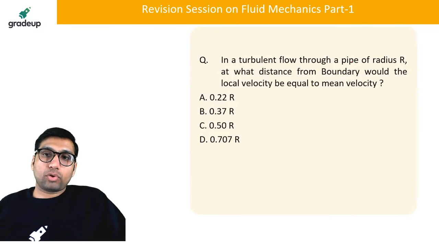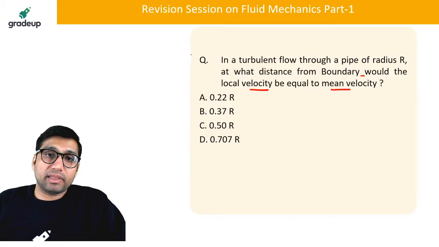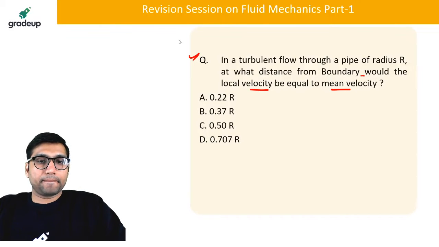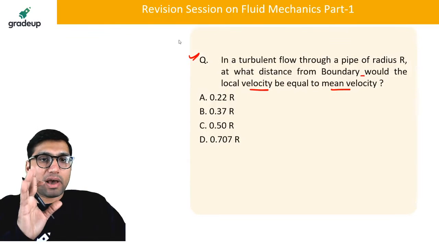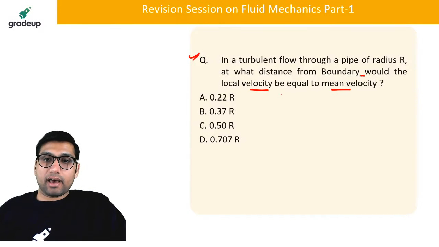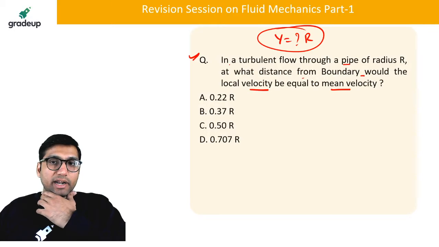Next, in a turbulent flow through a pipe of radius R, at what distance from the boundary would the local velocity be equal to the mean velocity? A very good question. This question can again come in the exam. Come on, tell me the answer. You have to tell at what condition the local velocity will become equal to the average velocity. Under that situation, what is the relation between y and r? Y is the distance from the wall and r is the radius of the pipe.